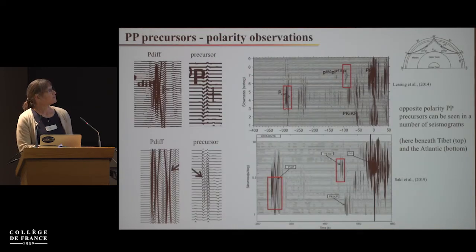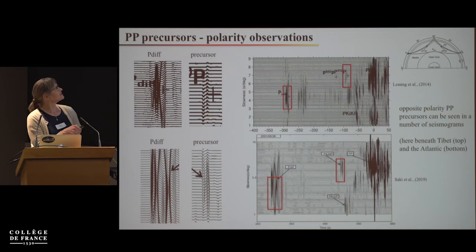It is going to be a theoretical study to start with, but we have seen opposite polarity precursors to the main phase. This is an example from Tibet, and this is an example from the Atlantic. If you look at P-diff in this case, you go up and down, you go up and down, and the precursor, that's this part here, goes down and up. So it's opposite polarity, the same here in this case. So there are instances where you have opposite polarity precursors.